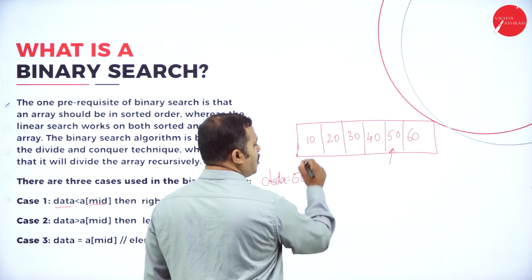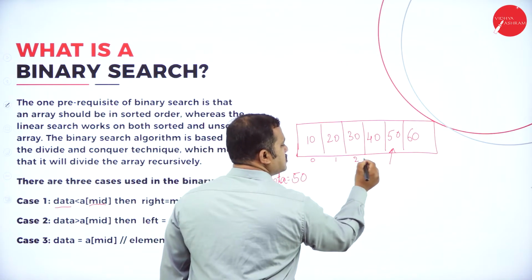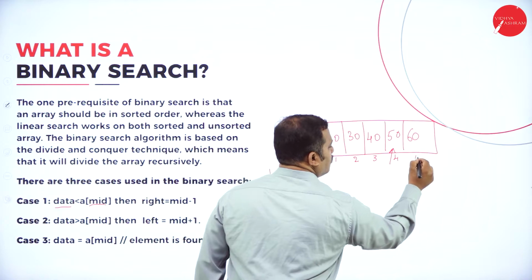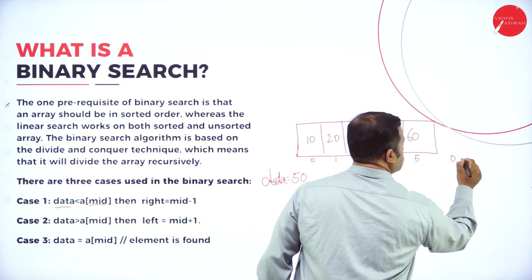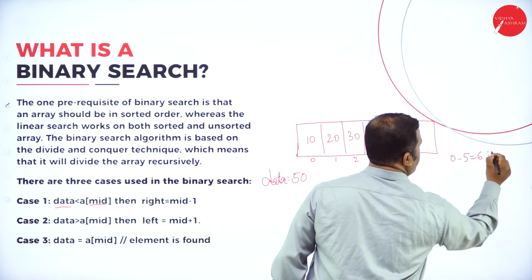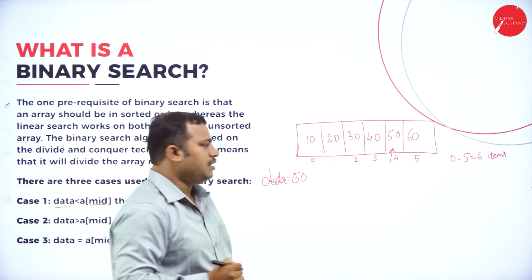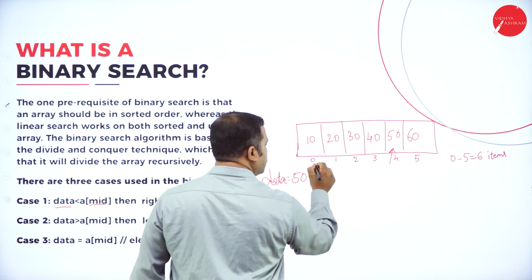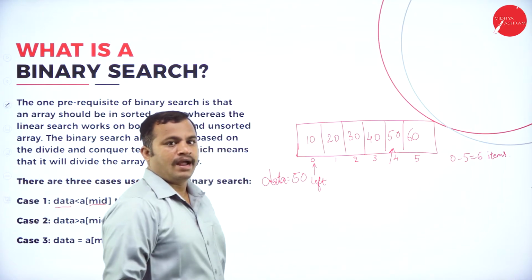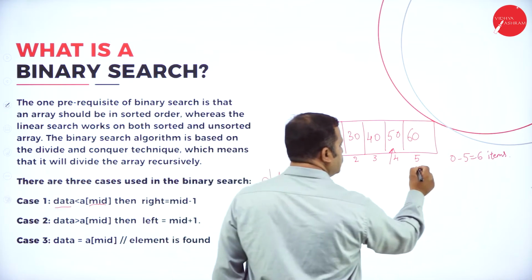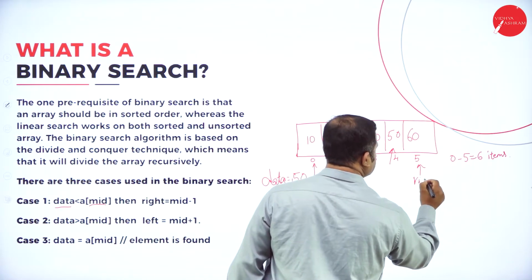I will check whether this is the middle element. How many elements are there in the list now? This is called the 0th index, first, second, third, fourth, fifth. So 0 to 5 indicates there are 6 items. Now I will set one parameter, left, to index 0, and another parameter, right, to the n minus 1th location, that is this.